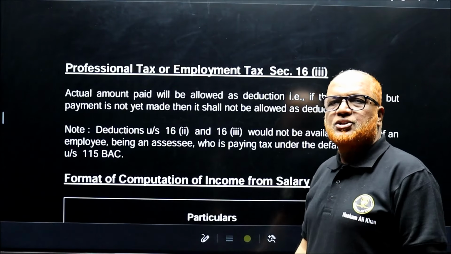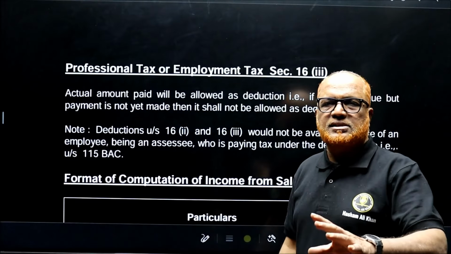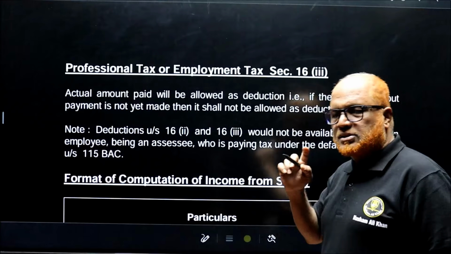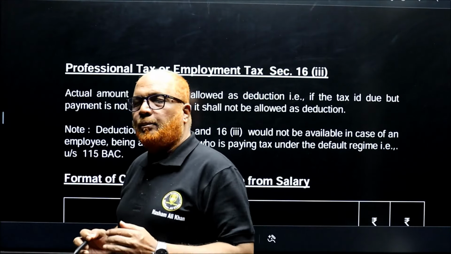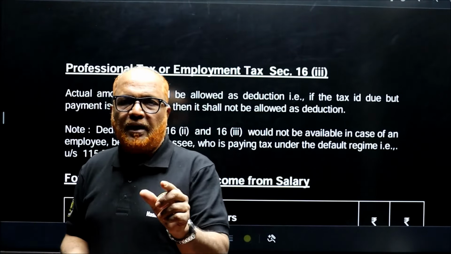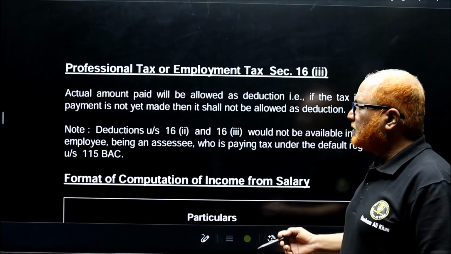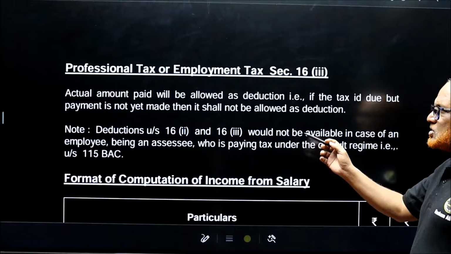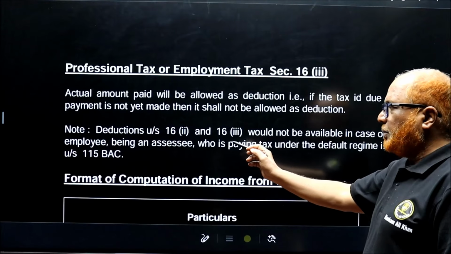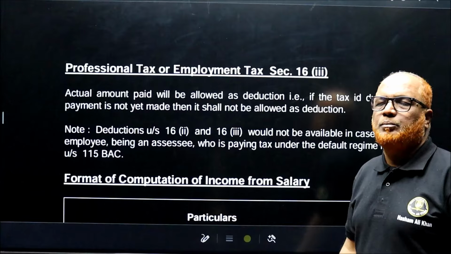Now the next deduction is professional tax or employment tax under section 16(3). The actual amount paid will be allowed as deduction. Suppose the employee pays professional tax or employment tax during the year; only if it is paid will it be allowed. If it is not paid, it won't be allowed. Deduction under section 16(2) and 16(3) would not be available in case of an employee being an SSC who is paying tax under the default tax regime, that is 115BAC.